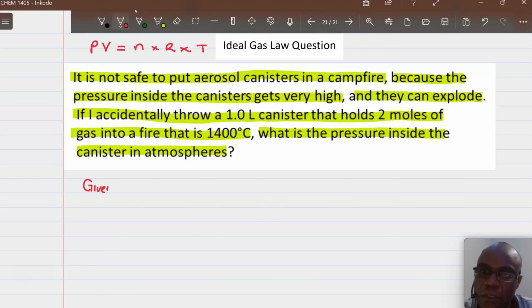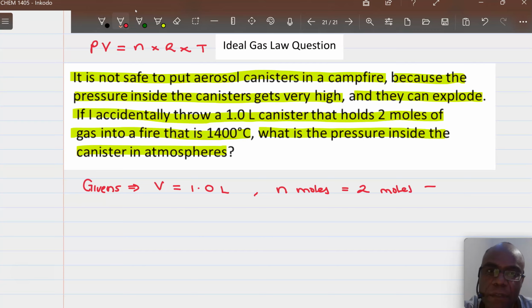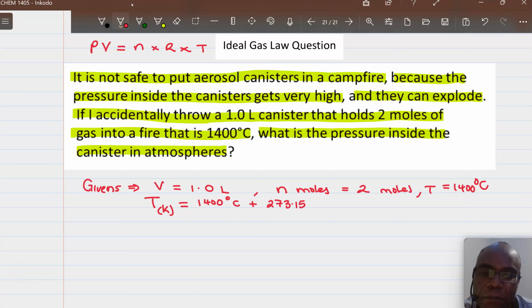So as usual, you want to start with the givens. What are you given here? I'm given a volume to be 1.0 liters. I'm given n, which is our moles, to be 2 moles. And I'm given T to be 1400 degrees Celsius. So the one thing I want to do is to convert my T to Kelvin scale by adding 273.15 to my 1400 degrees Celsius. And that's going to give me 1673.15 Kelvin.